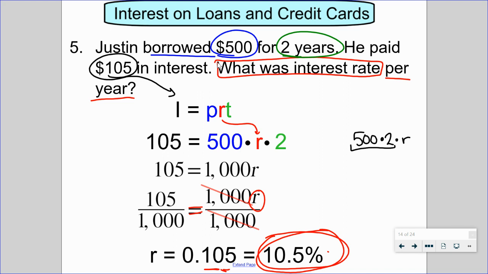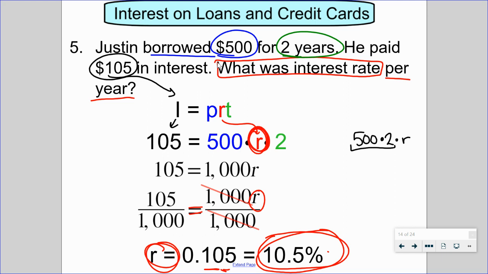Ladies and gents, look at how this problem is similar to all the previous problems. Still the same formula, I equals P times R times T. Still gave us the principal. Still gave us the time. Look at how they're different. This particular problem gives us the interest and we are missing the rate. And sometimes I even circle what we're missing so I know what we're solving for. We want r equals. So now go ahead and simplify.